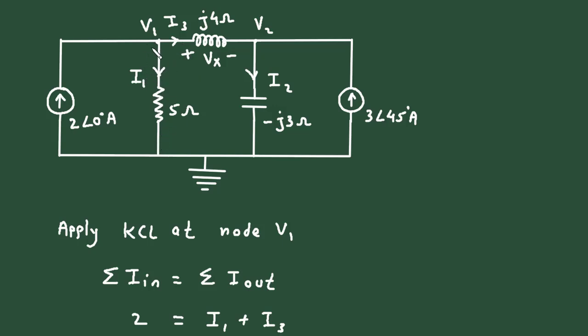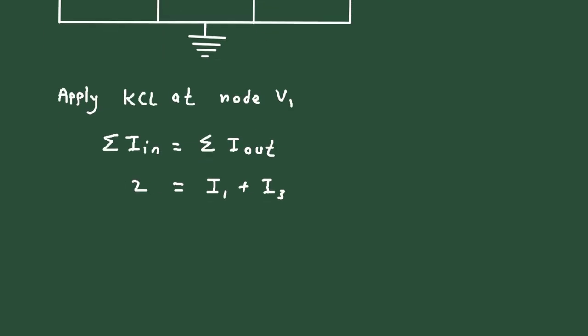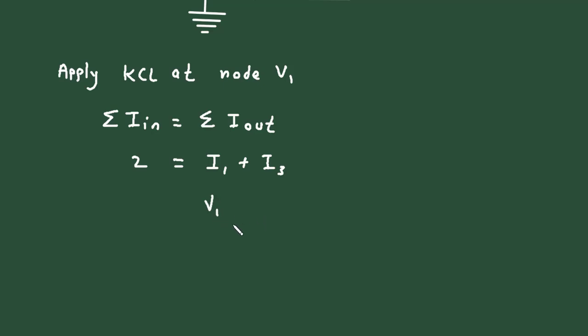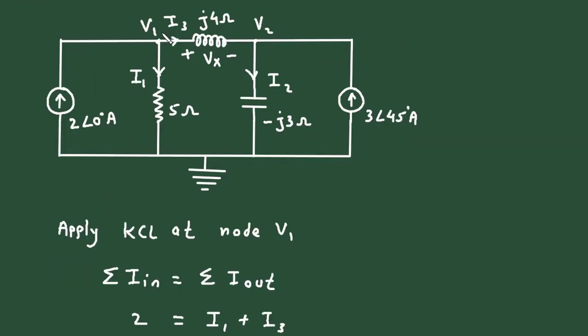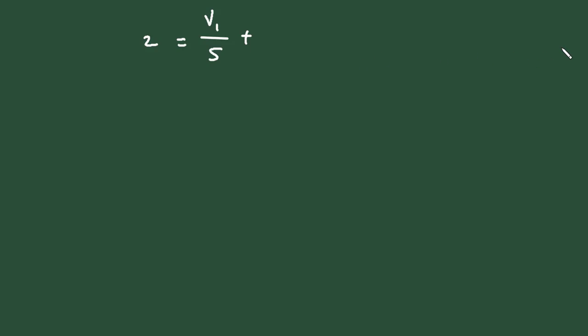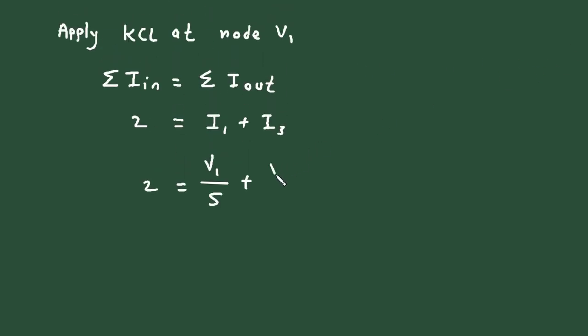Now, let's write this I1 in voltage form. So, I1 is equal to V1 minus 0 divided by 5, then plus this 2 as it is. Now, this I3 in voltage form, it will be V1 minus V2 divided by J4.